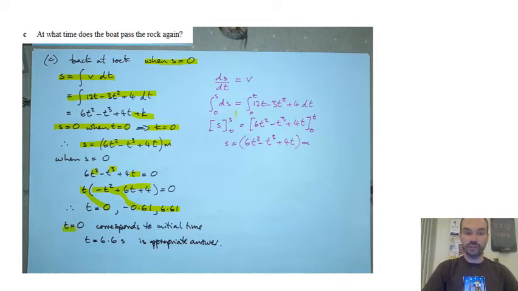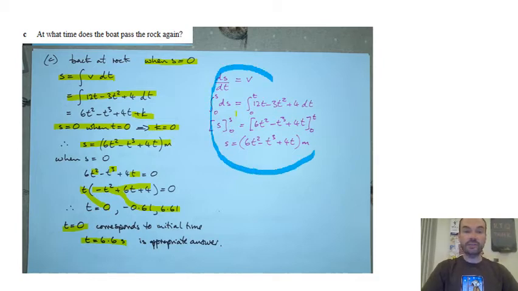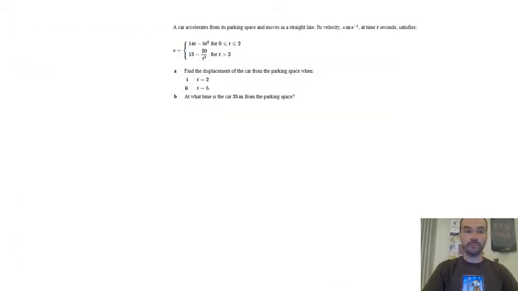t is 0 corresponds to the initial time. That's when it started there at the beginning. t is plus 6.6 is the appropriate answer. And notice, if you want to see it done, there's a way of generating the displacement equation using a definite integral with limits, if you want to do it that way.